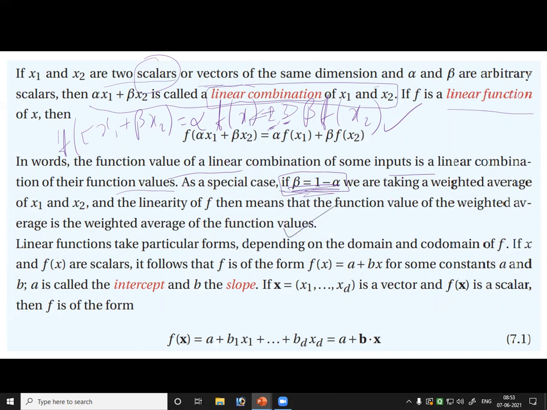Linear functions take a particular form depending on the domain and codomain of f. If x and f(x) are scalars, it follows that f is of the form f(x) = a + bx, also called mx + c. Normally, mathematicians guide us like this: y = mx + c, where m is called the slope and c is called the intercept.